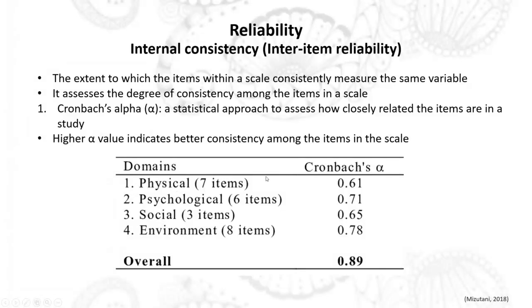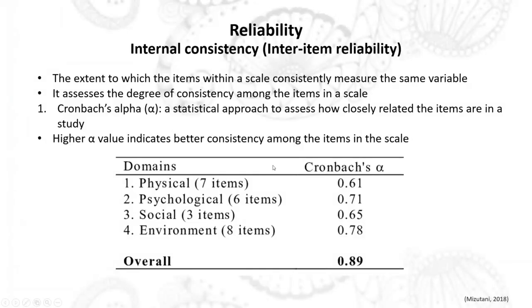And for these researchers, they want to demonstrate the internal consistency of this quality of life scale. So how do they do it? First, they give an overall score. You see the overall score here, 0.89. For Cronbach's alpha, the range is from 0 to 1 again. The higher the alpha, the better the internal consistency. And the researchers here do 2 things. First, they check the overall internal consistency of these 24 items.